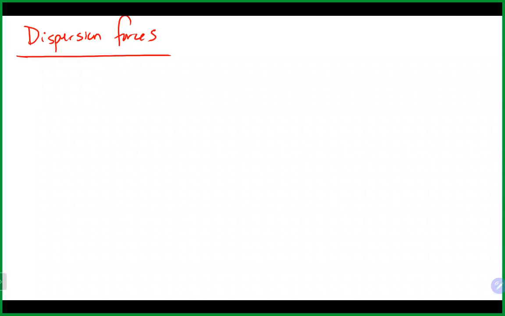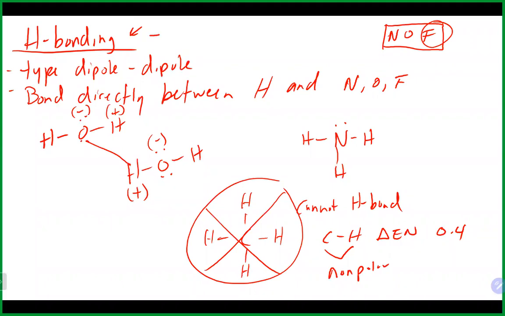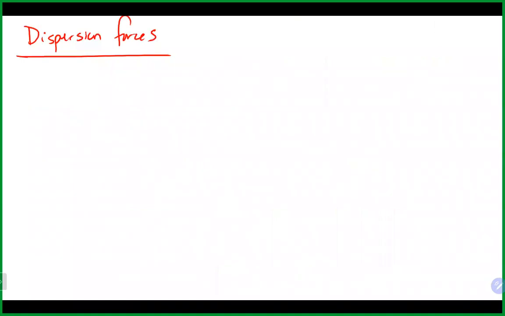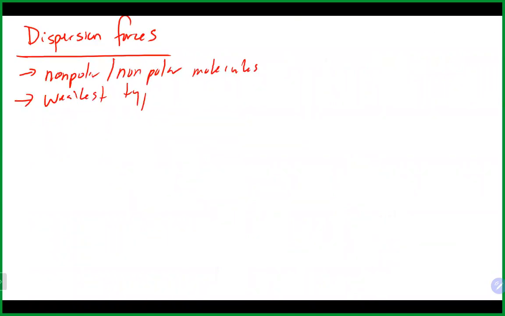And dispersion forces, and obviously on the last one there for hydrogen bonding, this is really used for polar molecules that have the ability to hydrogen bond. But dispersion forces, on the other hand, are really the type of intermolecular force that we see for nonpolar molecules. So this is really our nonpolar molecules, and how they interact with each other. And it is really the weakest type of intermolecular force that you could have. And it's the weakest because they are typically temporary forces that develop.